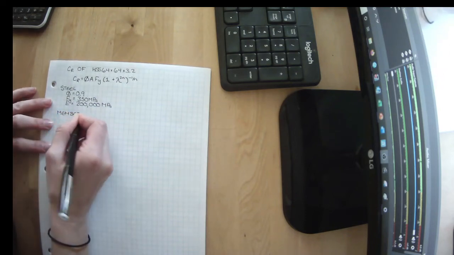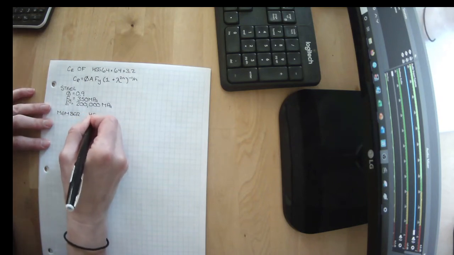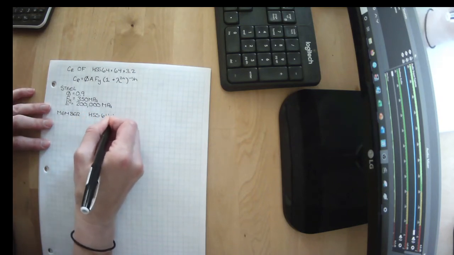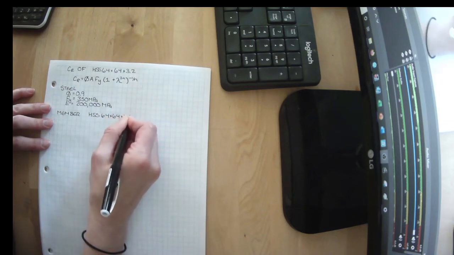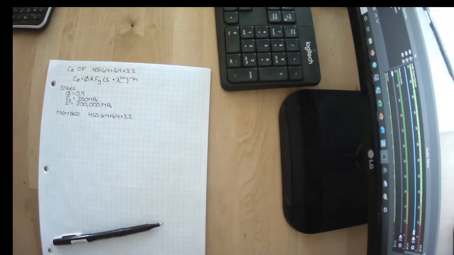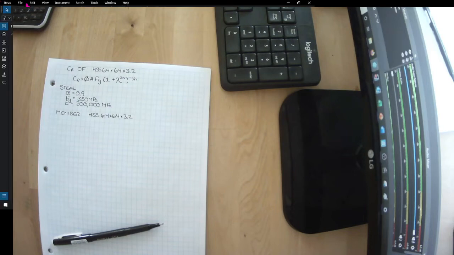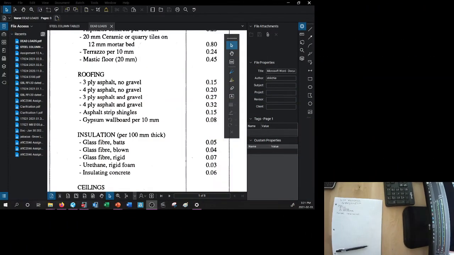Let's write out what we know about our member. That is an HSS 64 by 64 by 3.2. Well, this is where it might be handy to look up our section properties. I should open that up, and I did not. Give me but a moment. Steel sections, here we go.